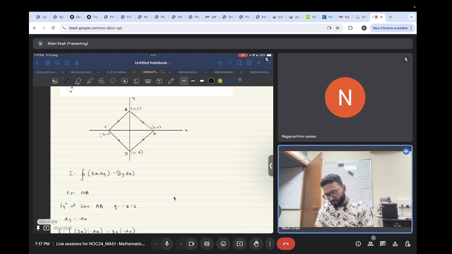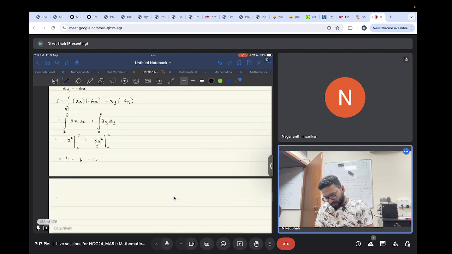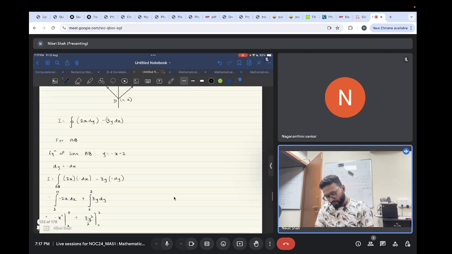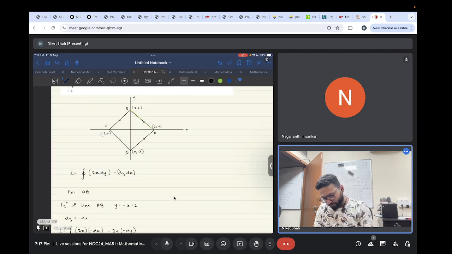Then similarly, we'll also do along BC. I is equal to integral along BC 2x dy minus 3y dx. So this is what we'll do along. Now I'll go along BC. This, if you can see, I'm marking it with a blue line.